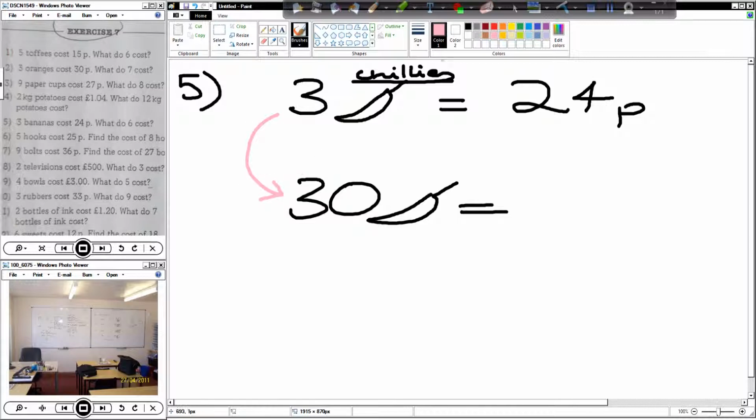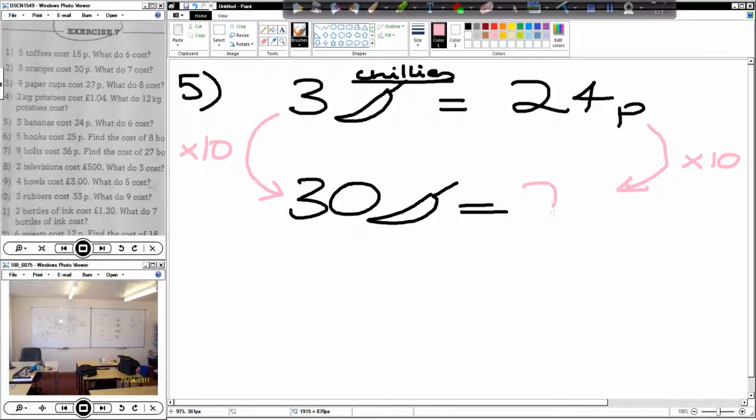What do we do? Tell me what we do. 3 divide... times by? Remember now the numbers are getting bigger, so we times by 10. Excellent. 3 will go to 30 in one step, not two steps. We can do it in one step. What we do on the left hand side, we do on the right hand side.